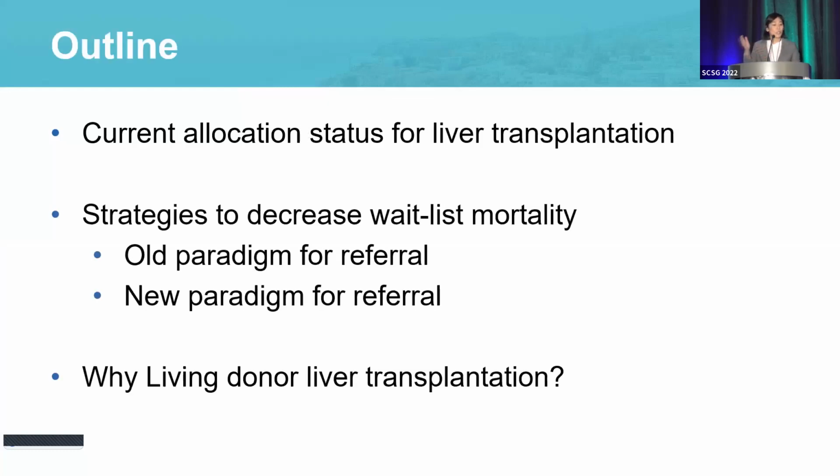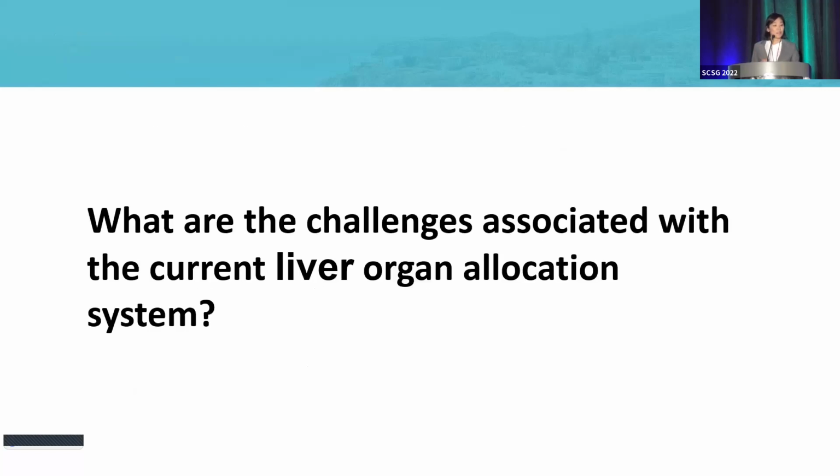So for the next 25 minutes, I'll really be giving you some overview of the current allocation status for liver transplantation. And I'm really pleased that Dr. Durazo kind of set the tone for this discussion on organ shortage. I will highlight some of the reasons for the high waitlist mortality and bring to light really some of the newer paradigms that are in place to refer patients to transplant. And why living donor liver transplantation. I have to always get that in there.